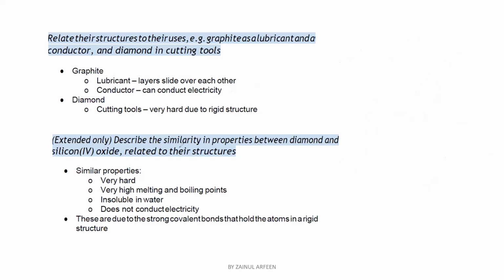Then we should be able to describe the similarities in the properties between diamond and silicon oxide. How are diamond and silicon oxide similar in their properties? Both are very hard. Both have high melting points. Both are insoluble in water, and both of them do not conduct electricity. Is it clear? The comparison between diamond and silicon oxide. Because they have a similar structure, that's why they have similar properties as well.